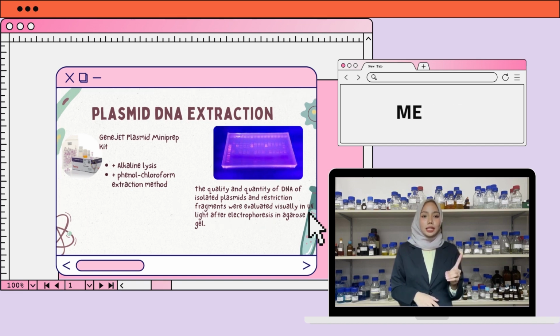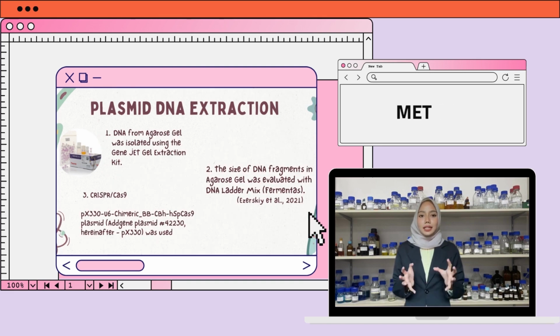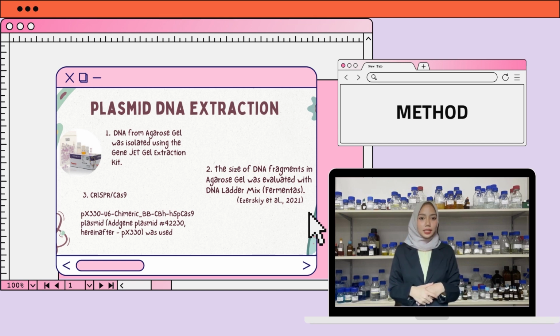Then, the quality and quantity of DNA of isolated plasmid and restriction fragments were evaluated visually in UV light after electrophoresis in agarose gel. DNA from agarose gel was isolated using the GeneJET Gel Extraction Kit. The size of DNA fragments in agarose gel was evaluated with a DNA ladder mix.